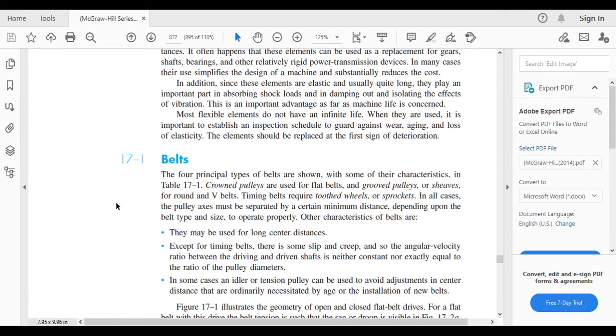Most flexible elements do not have infinite life. When they are used, it is important to establish an inspection schedule to guard against wear, aging, and loss. Of course, the timing belt in your car must be regularly replaced. When the time comes, you have to replace the timing belt.